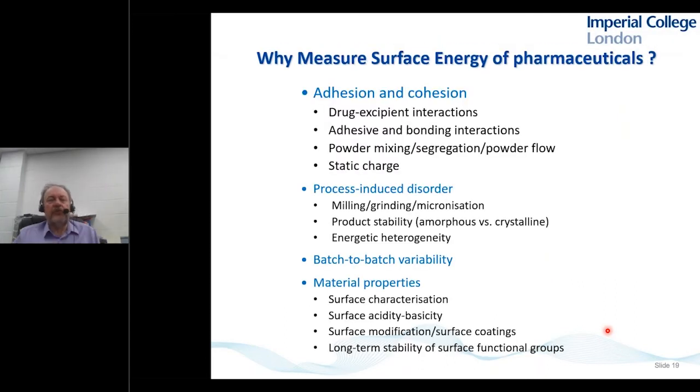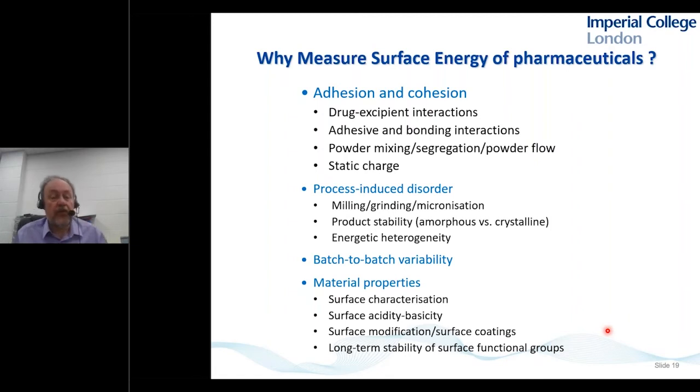As far as pharmaceutical materials, why do I care? Well, here are a dozen reasons why you might want to measure the surface energy of pharmaceuticals. You might be interested in drug excipient powder interactions. You might be interested in how the powders adhere or bond, including attachment to walls of vessels. You could very much be interested in powder mixing, segregation, powder flow, or static charge, which sometimes happen for many powders. If I'm grinding, milling, or comminuting my powders or micronizing them, then I want to know about the process-induced disorder on the surface. I can get that from IGC datasets.